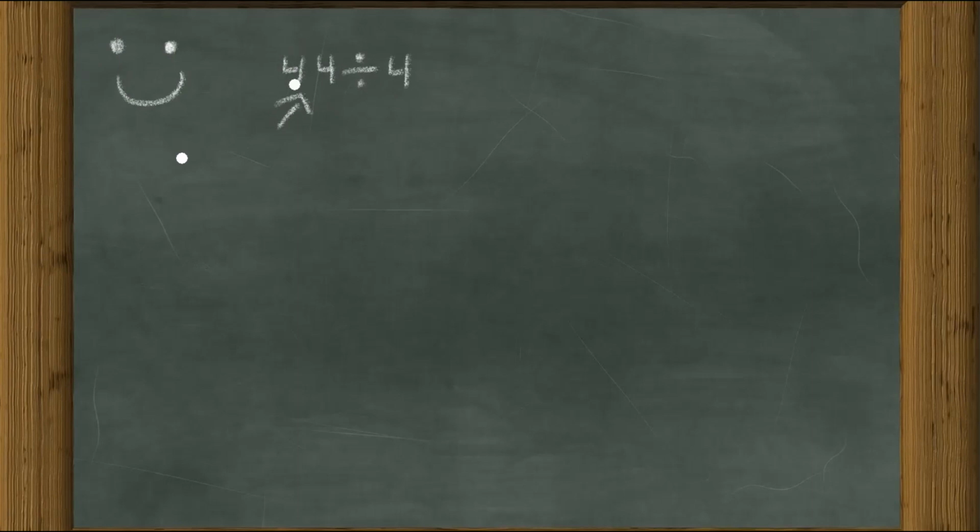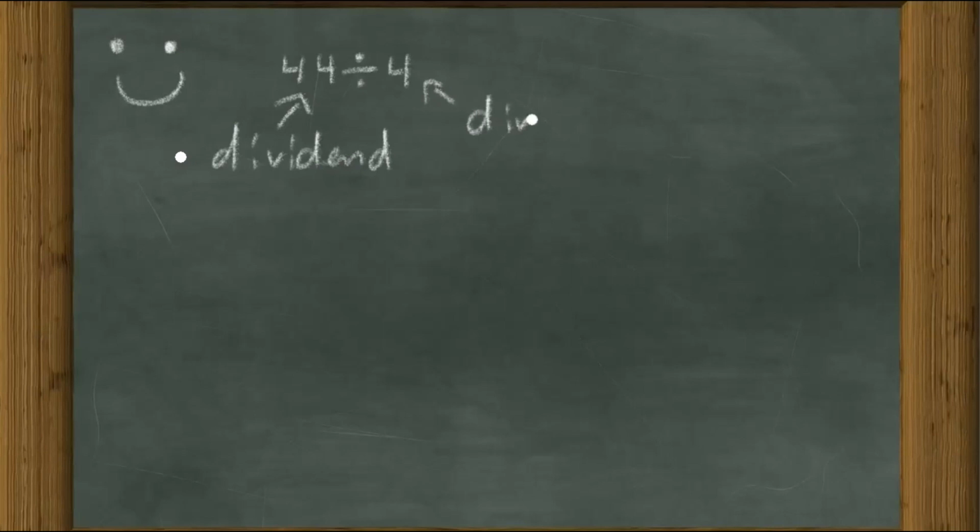So the first number in the division is going to be called the dividend. And this second number is going to be called the divisor. And when we divide, we're really saying how many times can the divisor fit into the dividend? And the answer, I'll write it here, but we'll get it later. The answer is called the quotient.